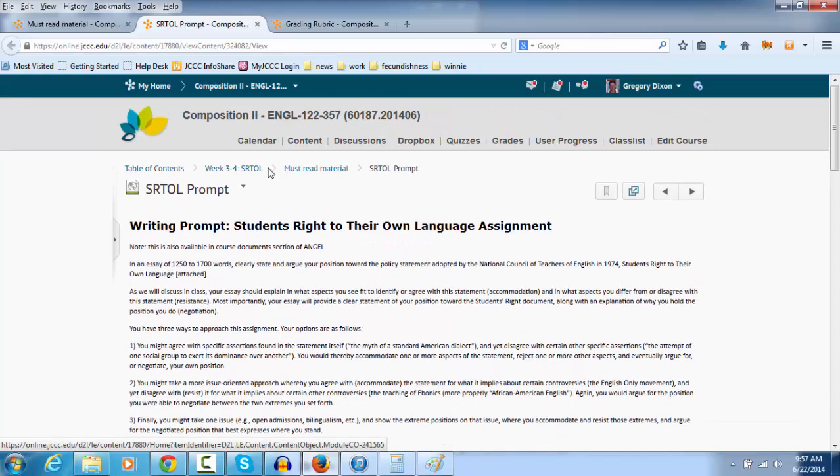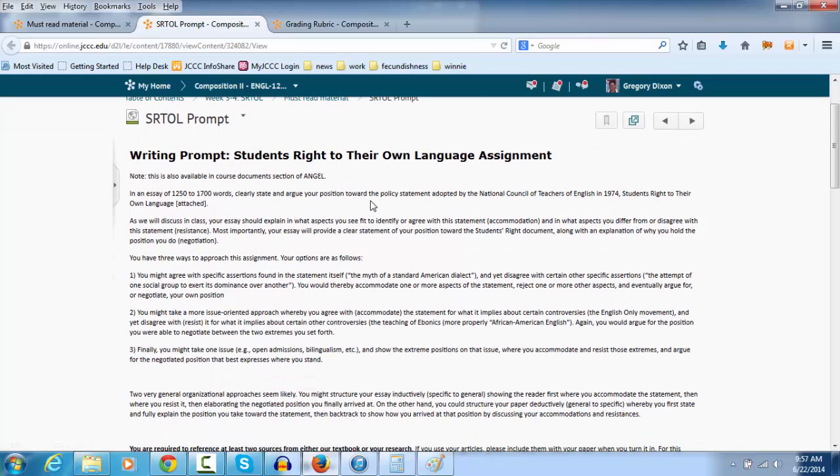If you go to must-read material in weeks 3 and 4, there's the prompt. I'm assuming you've read it before. Read it again. It was adopted in 1974. It was reaffirmed in 2004, the 30-year anniversary. And evidently all English teachers seem to agree that this is right and good. This is what orthodoxy means. Orthodoxy is when everyone thinks the same way. One of my favorite quotes is that when everyone thinks the same thing, no one's thinking at all.